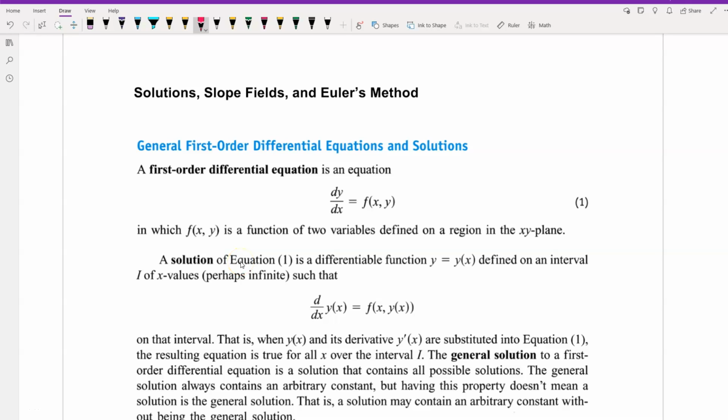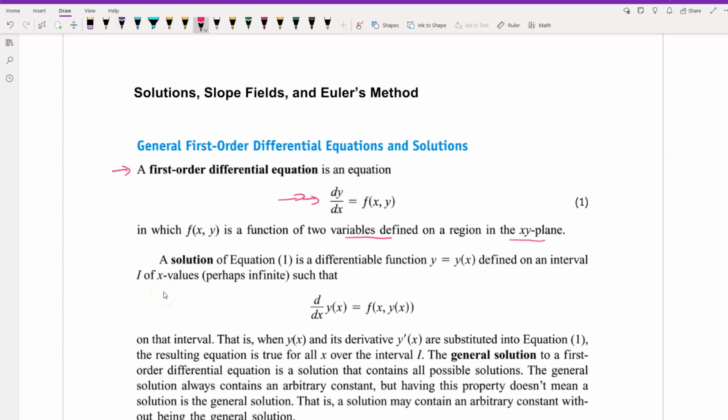Here in this section we have solutions, slope fields, and Euler's method. The first part: general first order differential equations and solutions. A first order differential equation is an equation dy over dx equal to f of x comma y, in which f of x comma y is a function of two variables defined on a region in the xy plane.